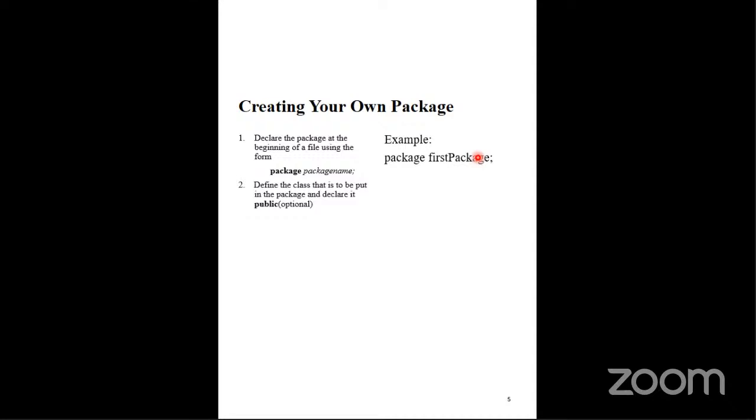Define the class that you want to put in the package and declare it public. That is up to you whether you want that particular class to be accessible outside the package or not. If you want that class to be accessible outside the package, then you declare that class as a public class. If you do not want the class to be visible outside the package, then do not put the public keyword in front of the class. Like for example, package firstpackage. Now I'm writing in the program public class FirstClass and then the body of the class.